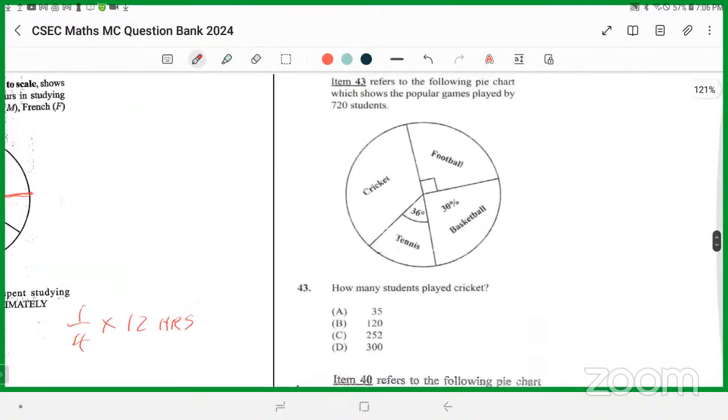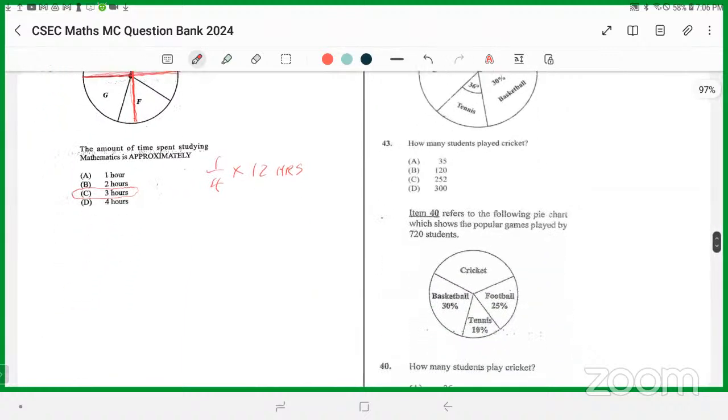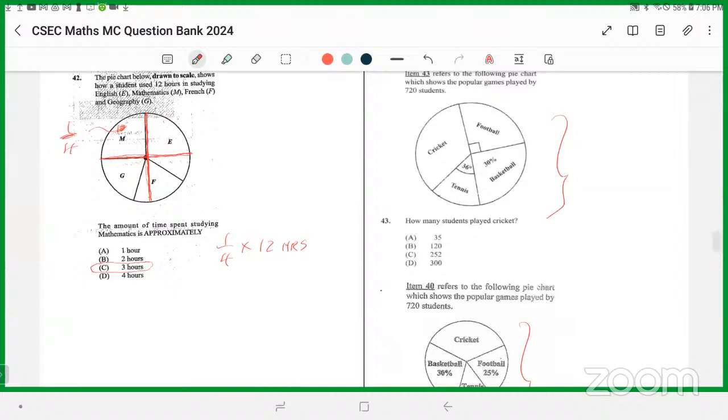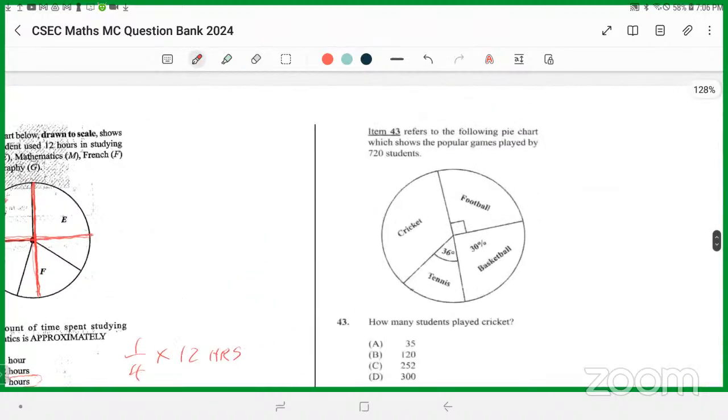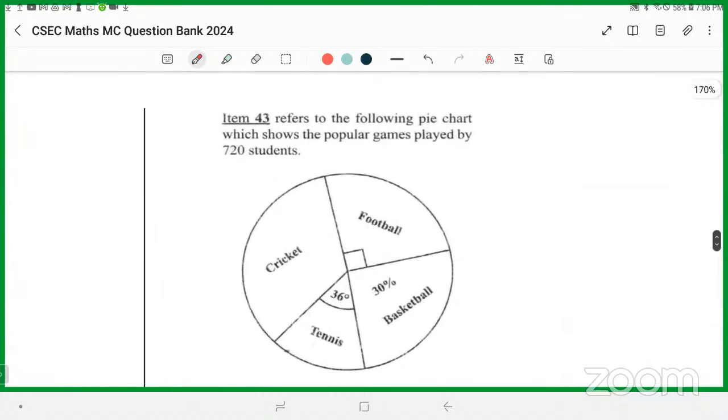See this question, I set this question about 3 different ways. It's actually the same question, but I give the information in different ways. Let's look at it and see what the approach is going to be. It says item 43 refers to the pie chart, which shows the popular games played by 720 students. So the total in there is 720 students.